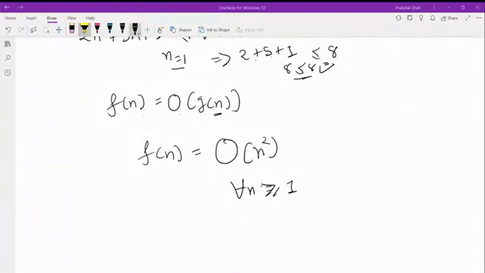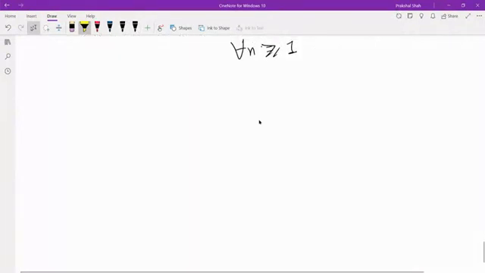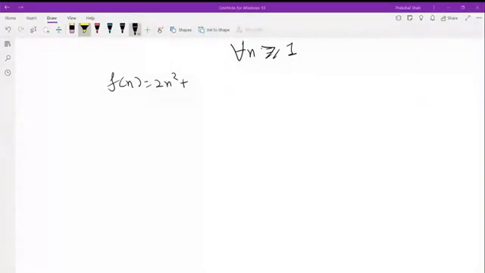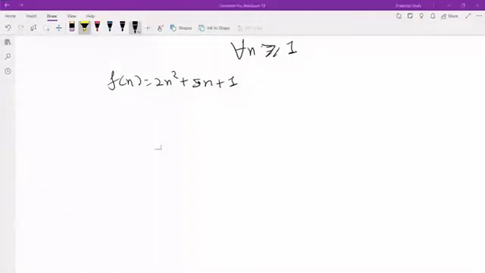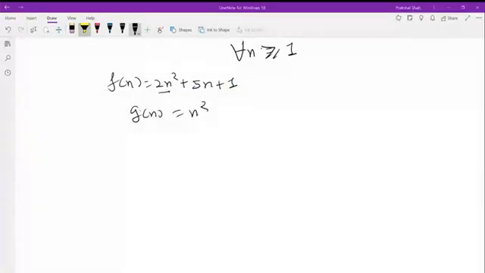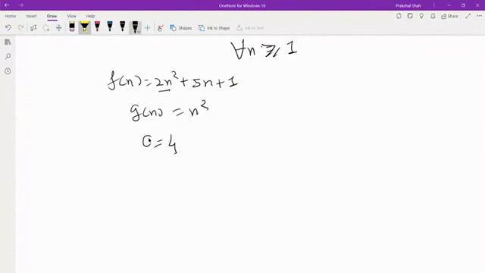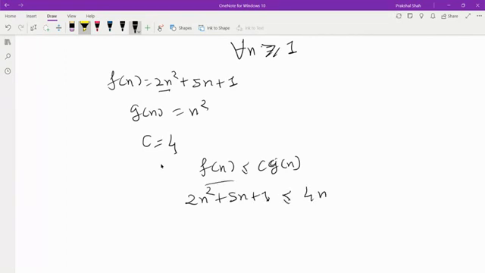Or else I can also do something like this here. Let's say my f of n was 2n square plus 5n plus 1. I can also take my g of n following the same degree, n square, and instead of 8, I'll just put 4 here. I'll put my c equal to 4, and I'll check whether f of n is less than or equal to c times g of n. Now what would be my value of n naught and c, and whether this is true or not? So 2n square plus 5n plus 1, which is my f of n, less than or equal to 4n square. Yes or no?